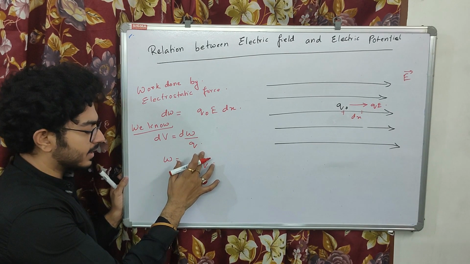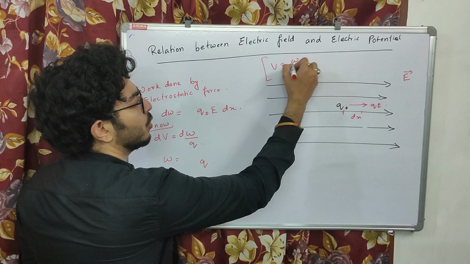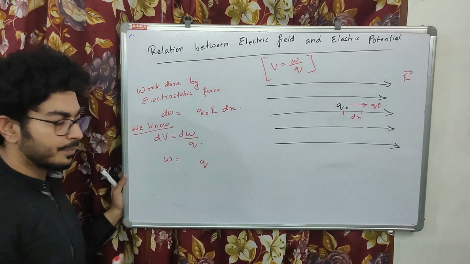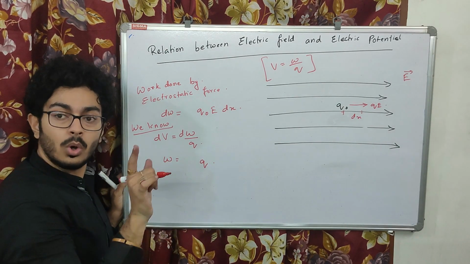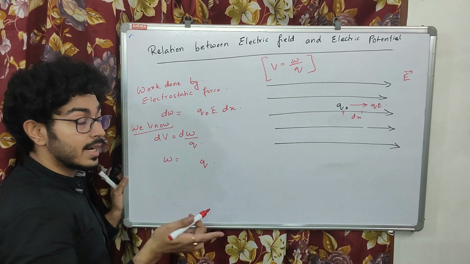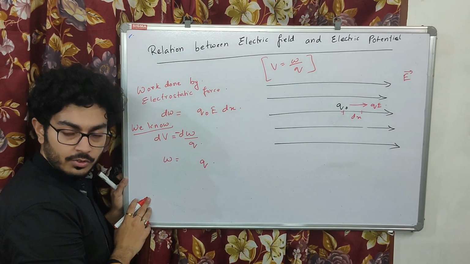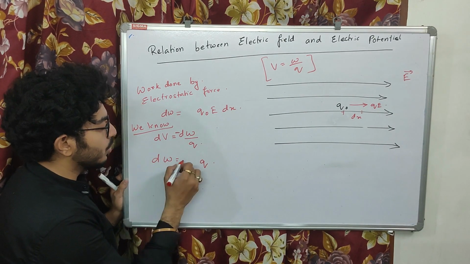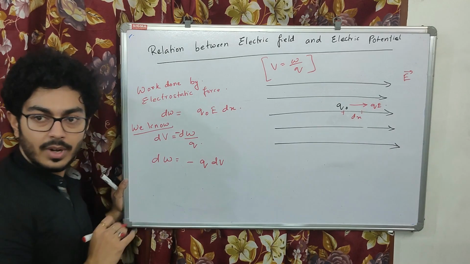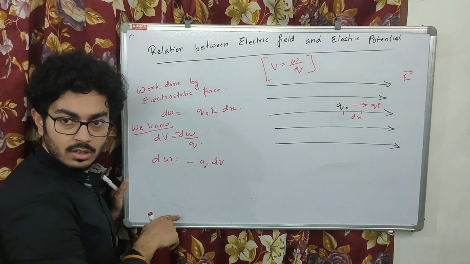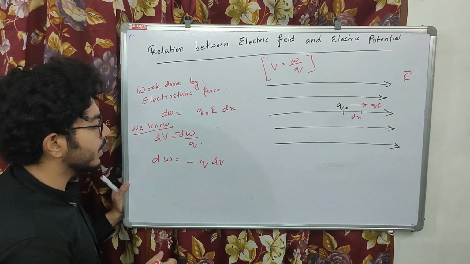I can say this because we have just found the formula, V is equal to W by Q. But here, who is doing the work? The work is done by the electrostatic force only, not by an external agent. So as the work is done by the electrostatic force only, this work will be negative. As a result, dW is going to be minus Q into dV. This is the work done by the electrostatic force only. There is no external force to do the work, as I explained earlier.